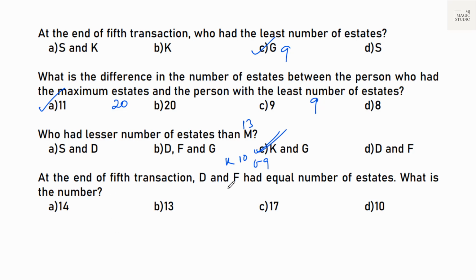Option C fits in. At the end of 5th transaction, D and F, D has got 17, F has got 17. They had equal number of estate. What is that number? That is 17.